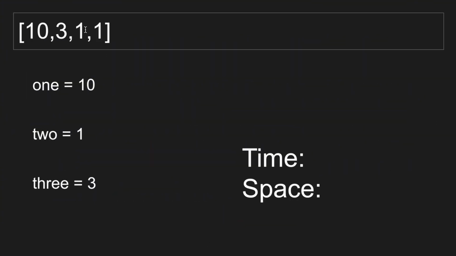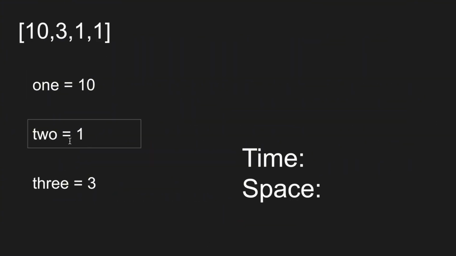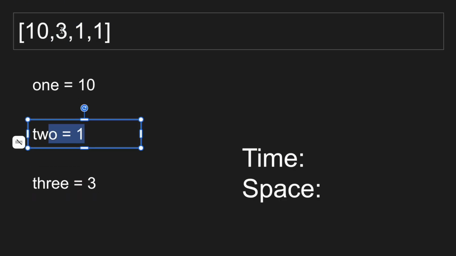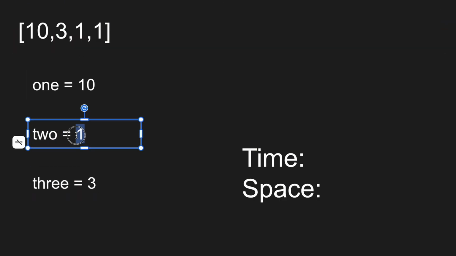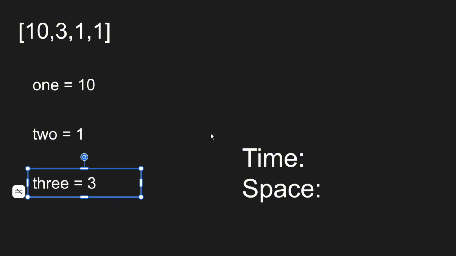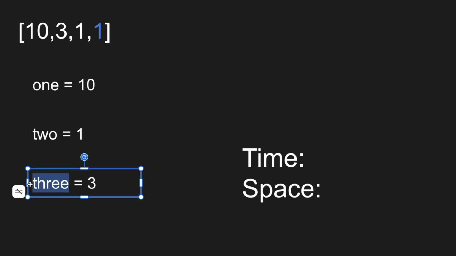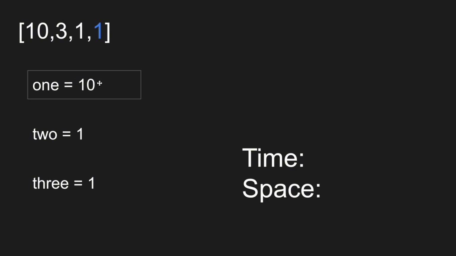So let's go over this example real quick. We will set first to 10, second to 1, and third to 3, because 1 is the smaller of these 2, so we set second to 1, and this is the larger one, so we set third to 3. And now we'll look at the 4th element and onward. We see that 1 is not less than second, but it is less than third, so we will set the value of third to 1.